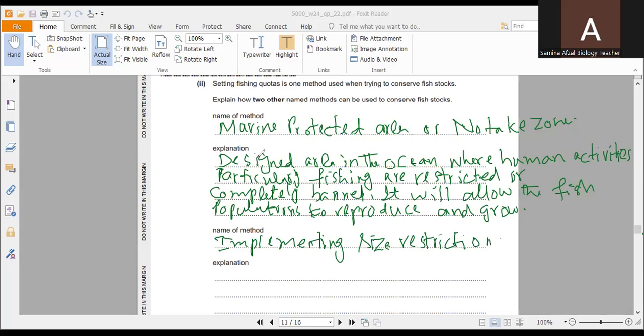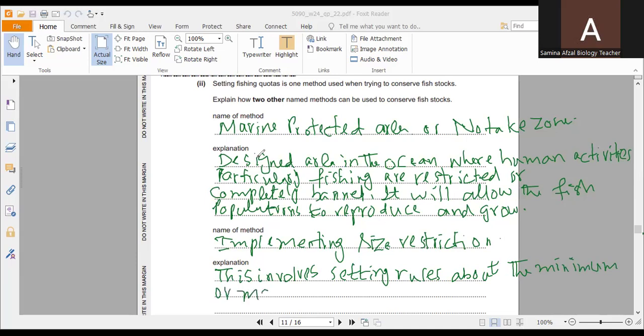So what does it mean? Size restriction involves setting rules about the minimum or maximum size of fish that can be legally caught.